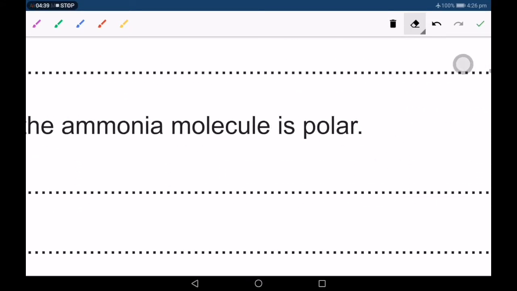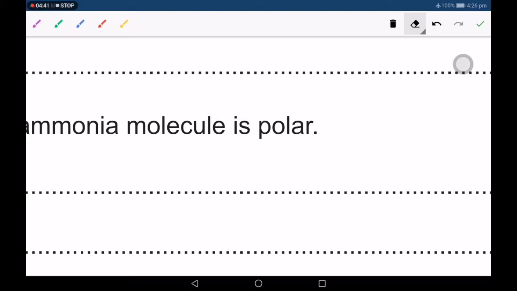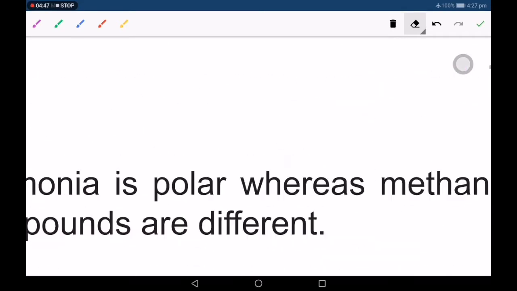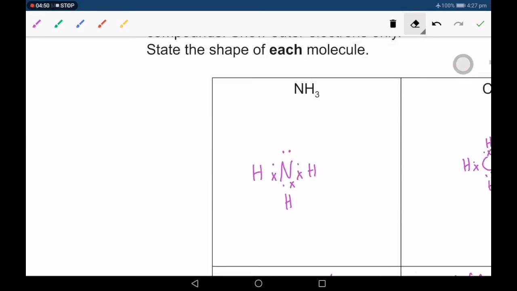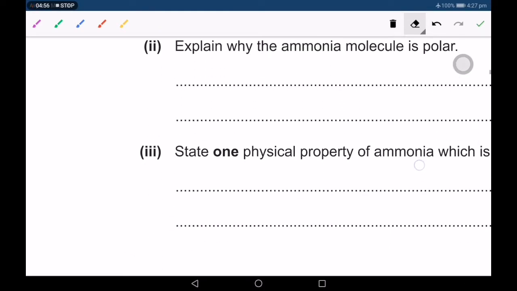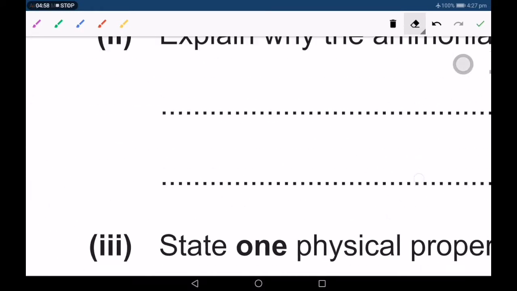Explain why the ammonia molecule is polar. So you can say the molecule is not symmetrical. So you see here the molecule is not symmetrical. If you can find a line of symmetry, let me know in the comment section. I doubt you would, because there's no line of symmetry. It's not symmetrical.